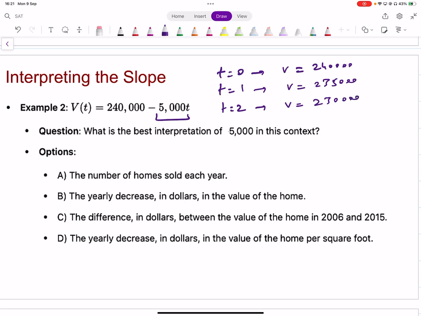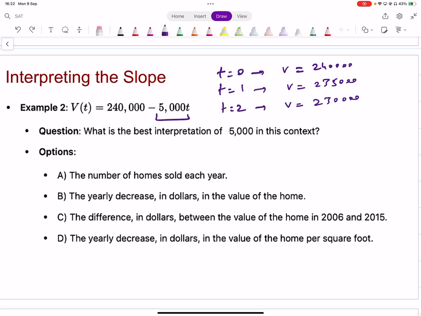230,000. So 5,000 is basically representing the rate of decrease of that value every year. Every year, how much is the value of the house decreasing? Why decrease? Because there's a negative sign there, right? That's why it's a decrease. If there was a positive sign, we would say that's an increase. So which option best matches that understanding?